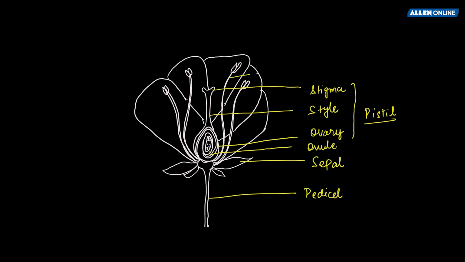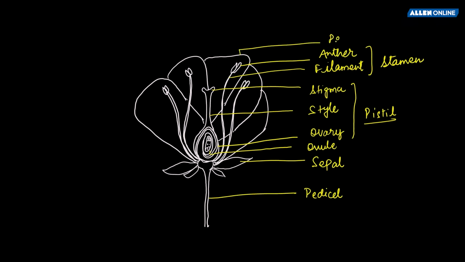And now we will label the filament, and the anther, and together we will label it as stamen, the male reproductive part. And now we will label the petal. So stamens are the male reproductive part of the flower and pistils are the female reproductive part of the flower, whereas sepals and petals are the accessory parts of the flower. And now we will label the diagram as longitudinal section of the flower.